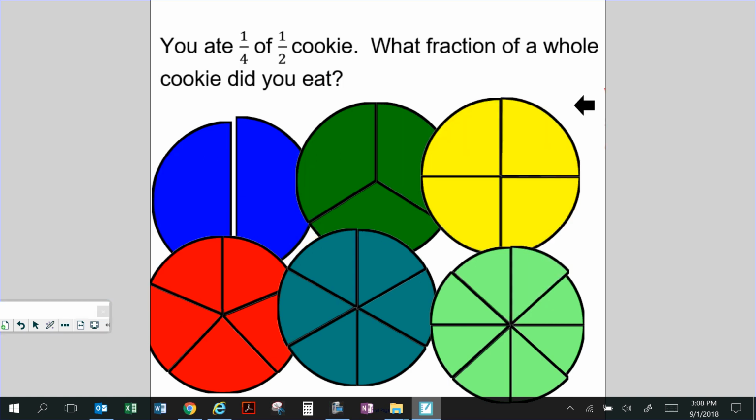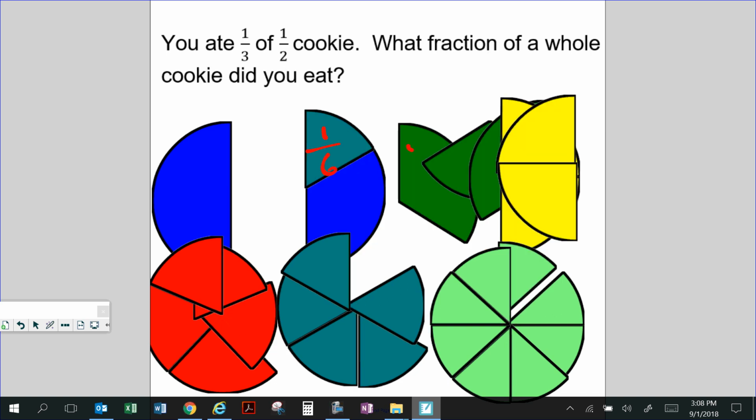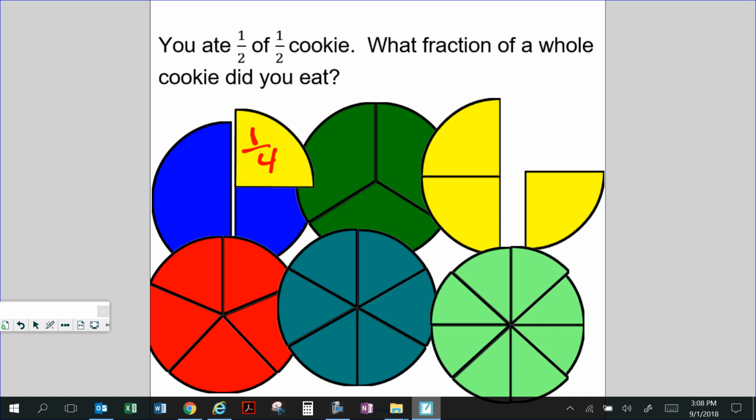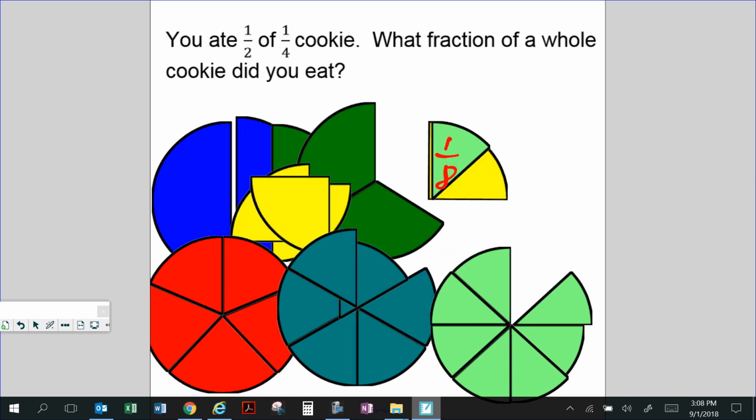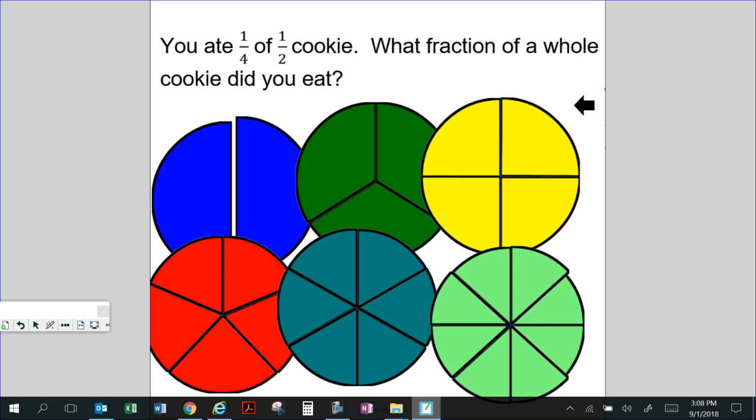I wonder if you can predict, how did I come up with these fractions? Half of half is 1/4. 1/3 of 1/2 is 1/6. 1/2 of 1/4 is 1/8. Where am I getting these from? Any predictions? Well, look at this one then.